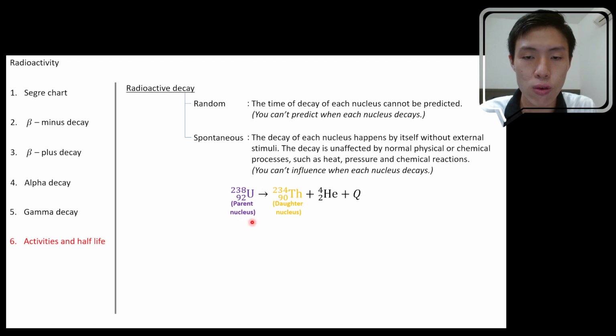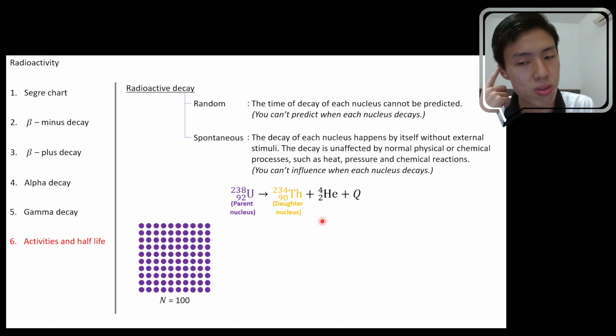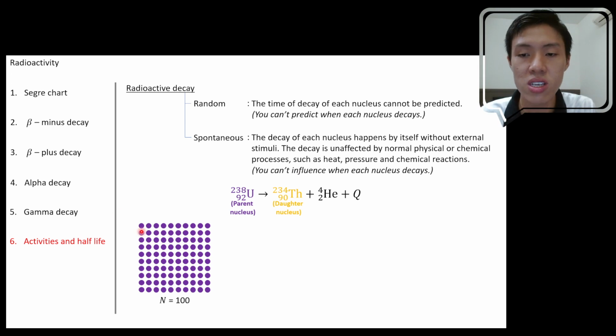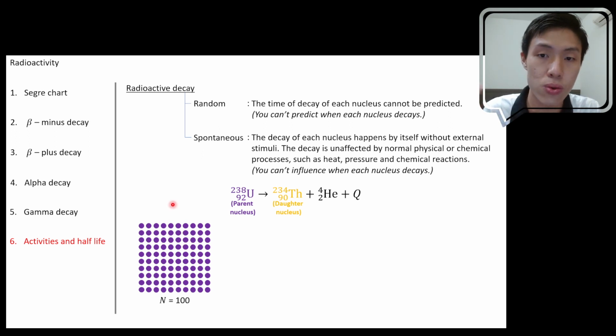Okay, so if you focus only on the parent nuclei and the daughter nuclei, you should imagine the process to be something like this. Initially, you have a material which in this case is made of 100 parent nuclei, because they're in purple. But you cannot predict when each of these nuclei will decay, and you cannot do anything to make the decay rate faster or slower. So what you are going to do is just observe and see when the decay will happen.